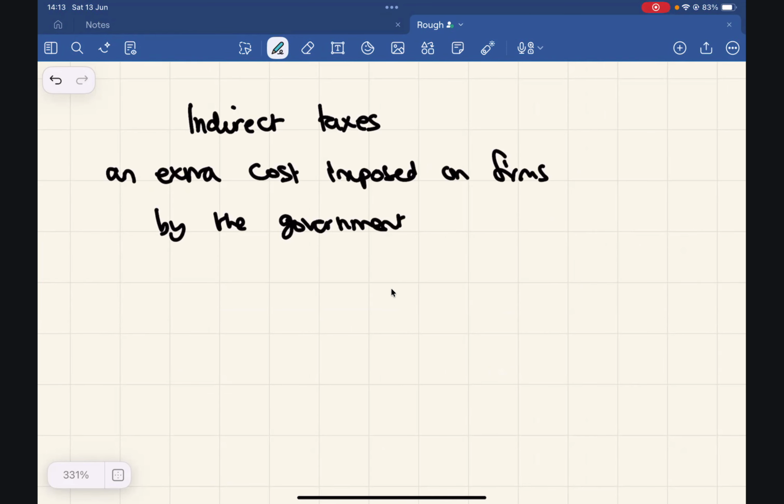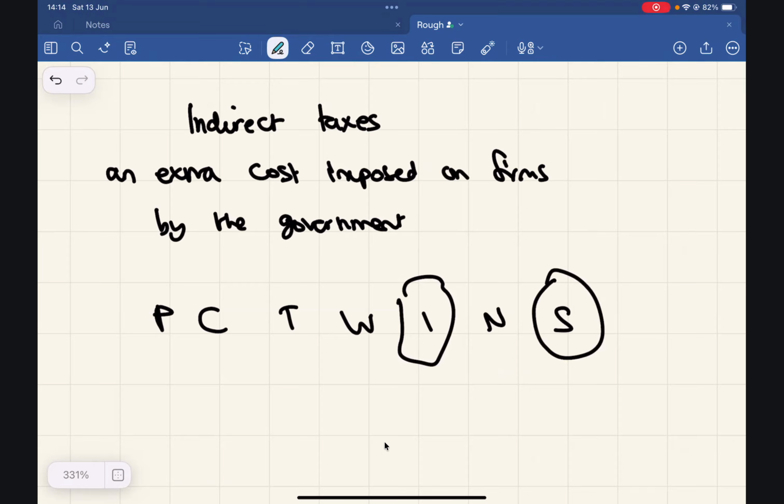Now, do you remember PC twins for supply? So PC twins were the factors that caused the supply curve to shift. So it should be a good clue because the I and the S stand for indirect taxes and subsidies. So the minute you think of indirect taxes and subsidies, just think, okay, I need to shift the supply curve. We also had cost of production, the C, right?